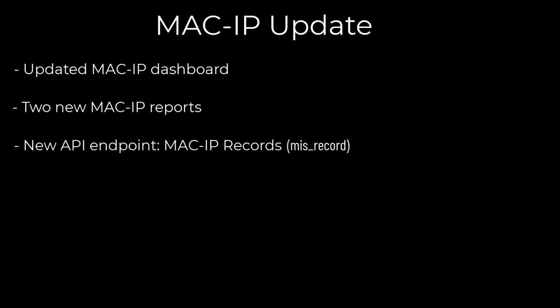As part of the MAC IP update, we've deprecated the old MAC IP switch port endpoint in the API, replacing it with the new MAC IP Records endpoint. If you're using the API for MAC IP data, your existing implementations will still work, but you will want to review the API documentation for details on the new endpoint and update your scripts accordingly.